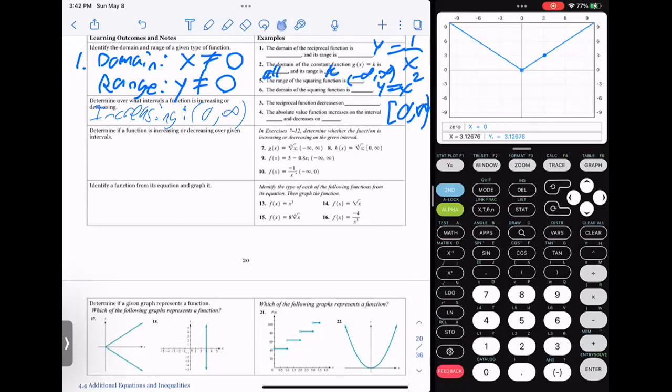Okay, any other questions on this page? Let me make sure I can get 15. Okay. Can you tell me what type of equation that is? What kind of function it is? That's where I always get my words mixed up.